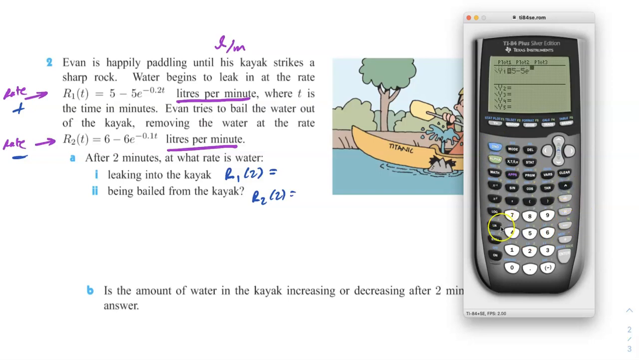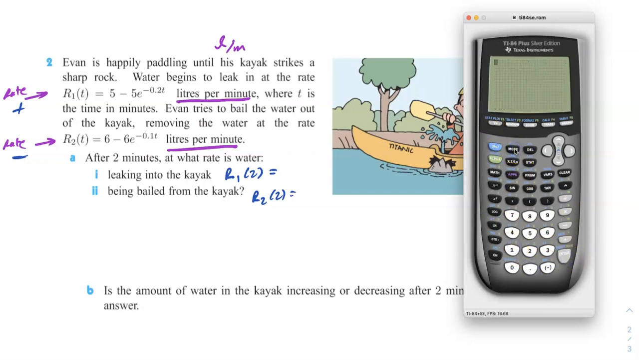I use the wrong e. Well, not the wrong e, but the less efficient e. So negative 0.2x. And then this one is 6 minus 6, it's the e. Let's see that now. Negative 0.1x. Okay, so they're both in there.